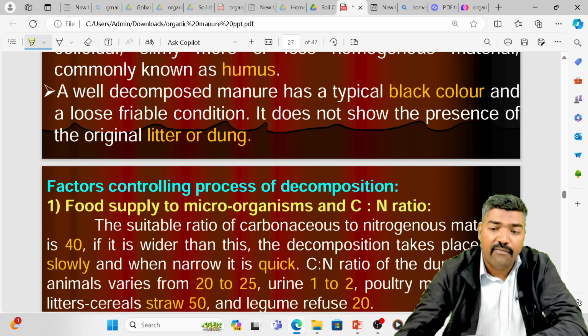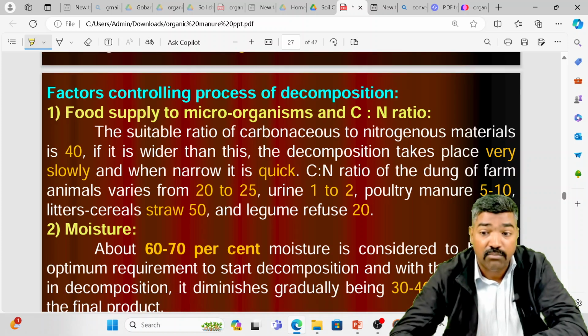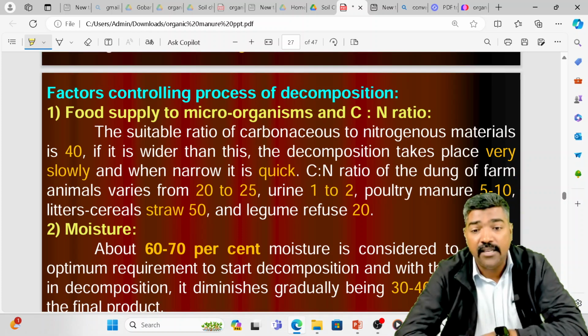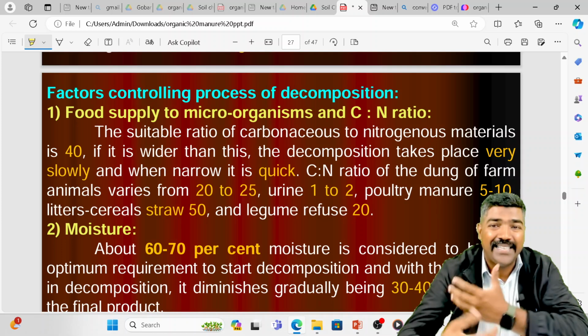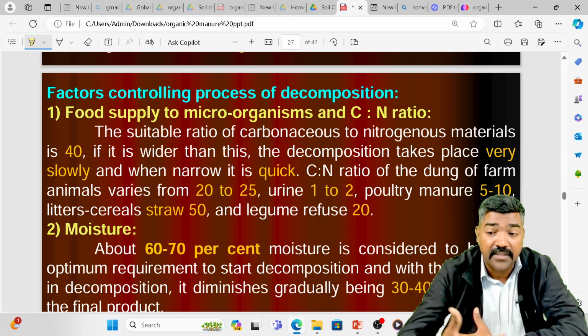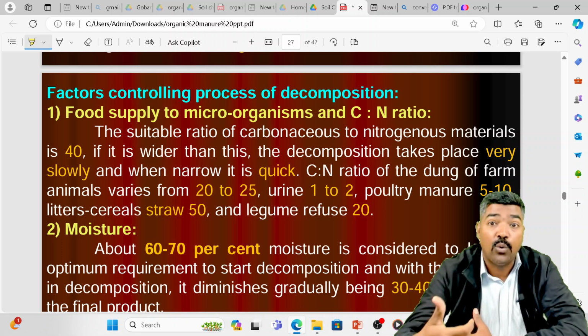There are different factors which can control the process of decomposition. We can say the food supply to microorganisms, and moisture. Very first, we can see the food supply to microorganisms, which is the carbon nitrogen ratio. The suitable ratio of carbonaceous and nitrogenous material is 40. But if it is wider than this, the decomposition takes place very slowly, and when narrow, it is quick.